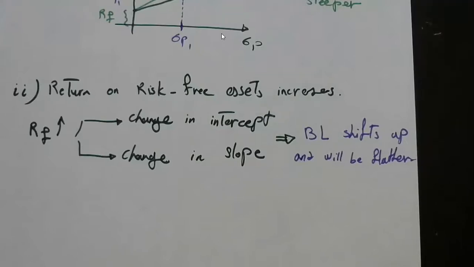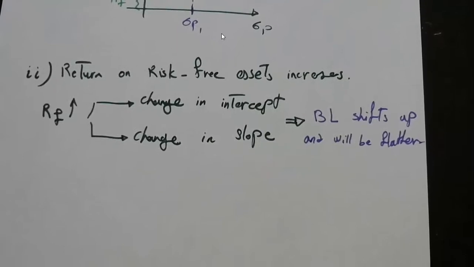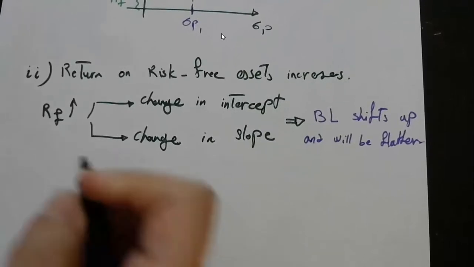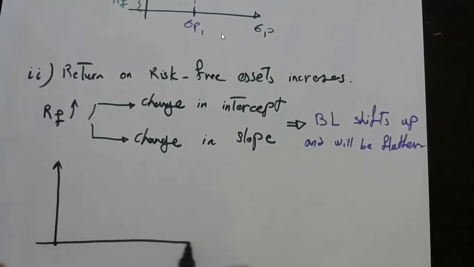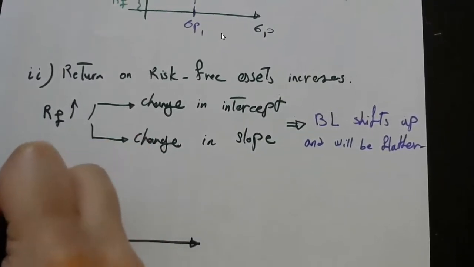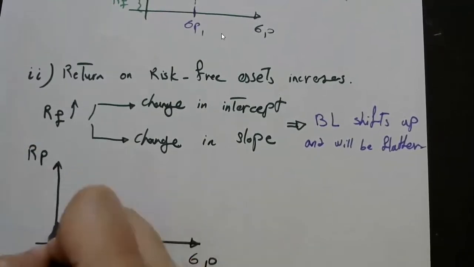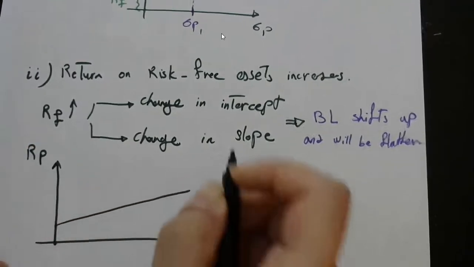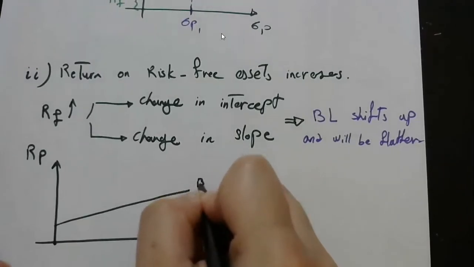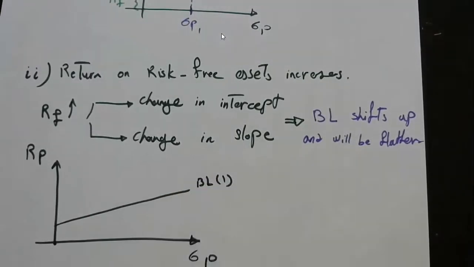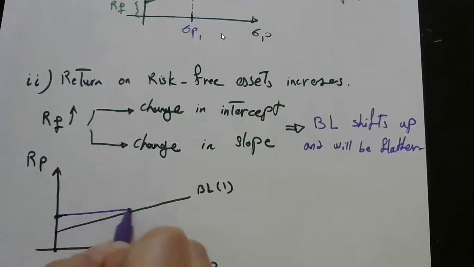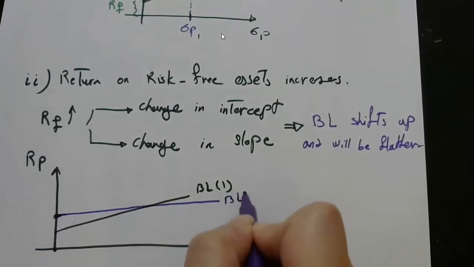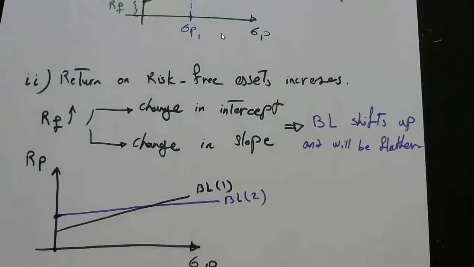Now we want to know what will happen to the portion of the stock in our portfolio. So if we draw it, this is BL1. This is BL2.